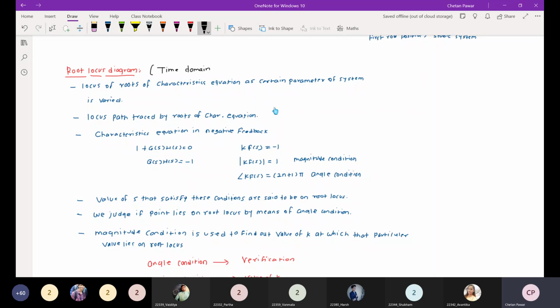Okay, and if you vary the value of K, the pole location will get changed and that root locus will show that pole location. That's a time domain analysis technique. So what is meant by root locus? Locus of roots of the characteristic equation, as a certain parameter of the system is varied, that may be a gain, that may be another variable parameter of the system. The roots of the characteristic equation are the closed loop poles.